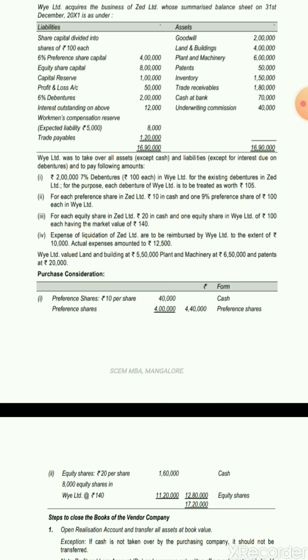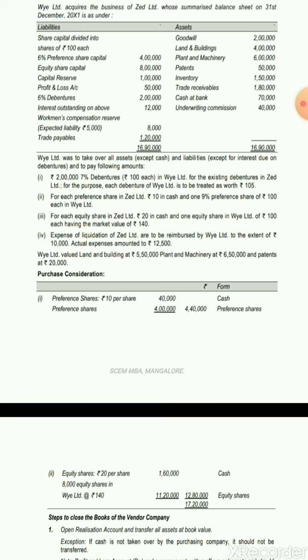So, what are internal liabilities here? Preference share capital, equity share capital, capital reserve, profit and loss account. All these are internal liabilities, right? So, these items cannot be included. Only the other liabilities which are outside, external liabilities, should be included. So, what are the external liabilities? 6% debentures, interest outstanding on above, then trade payables, and finally workmen's compensation reserve. But in the workmen's compensation reserve the liability is only 5000. So, we should consider only 5000. The remaining 3000 is reserve, so that cannot be taken into consideration. We should take only such thing which is attached as liability. So, 5000 should be considered.